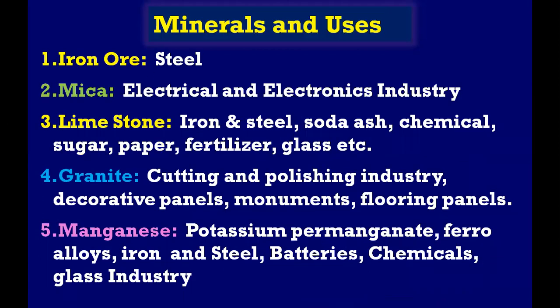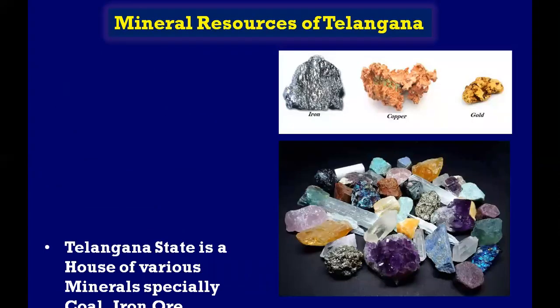Now let us see some minerals and their uses. Iron ore is used to make steel, mica in electrical and electronic industries, limestone in iron and steel, soda ash, chemical and sugar industries. Granite is used in cutting and polishing industries and magnesium in some chemical and glass industries.